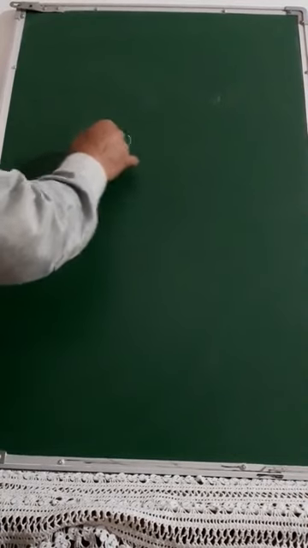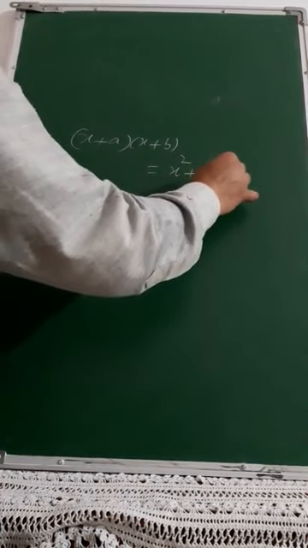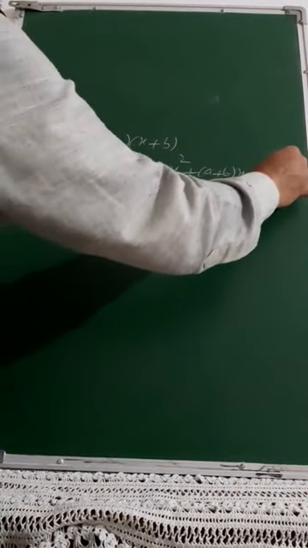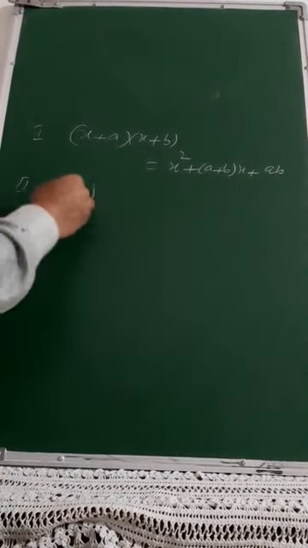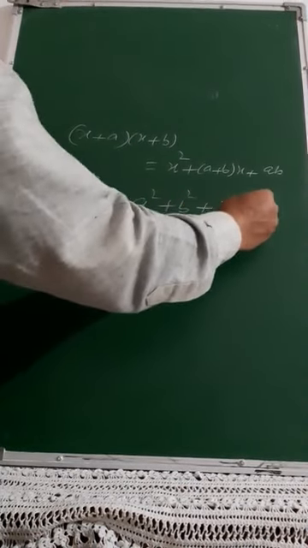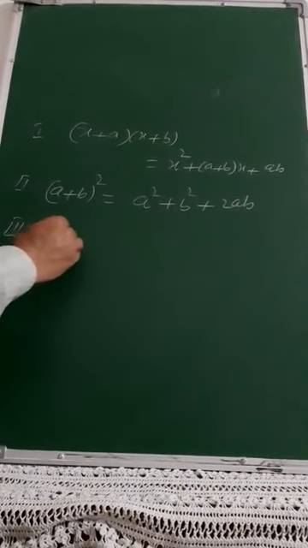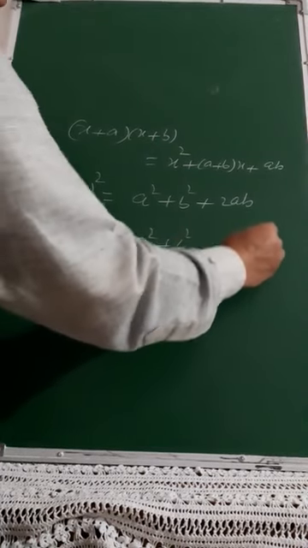And moreover, now your exercise 9.3 is also over, which was totally based upon your identities. I will repeat, please make a note of that. First was (x plus a) into (x plus b), and the result is x square plus (a plus b) into x plus a into b. And second I used was (a plus b) whole square, and I wrote that is always equal to a square plus b square plus 2ab. And third I used was (a minus b) whole square, a square plus b square minus 2ab.